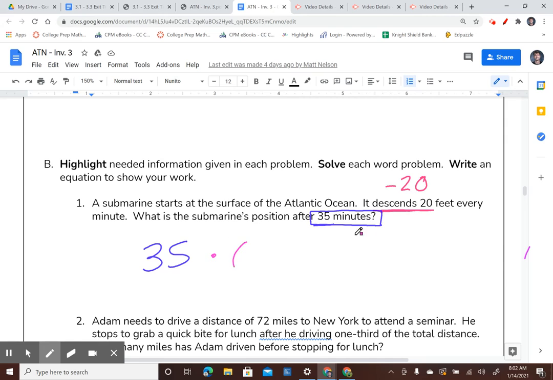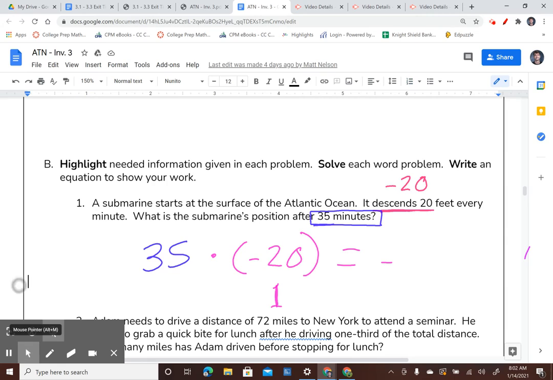multiplied by negative 20, what is that going to give me? Again, how many negative factors do I have here? In this case, I have 1, so I know my answer is going to be negative. And then what would I get if I multiplied 35 by 20? That would be my answer.